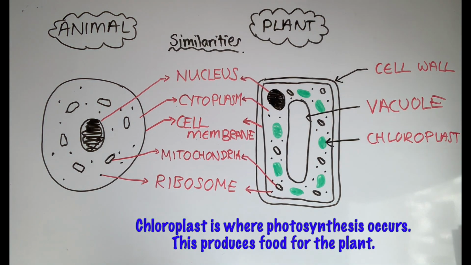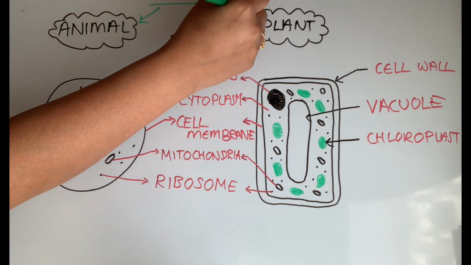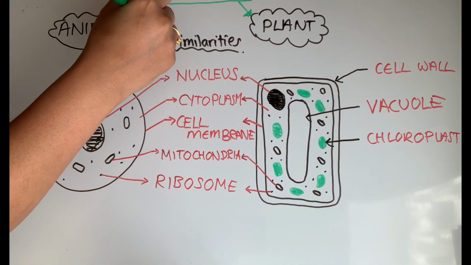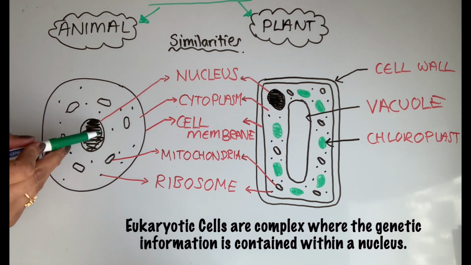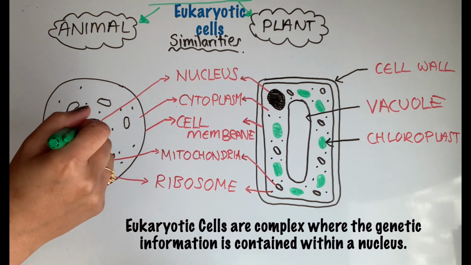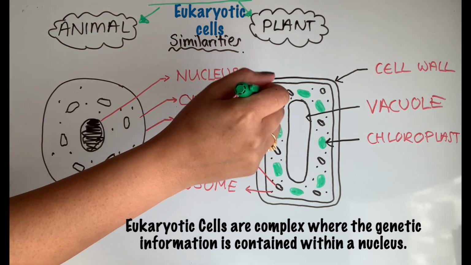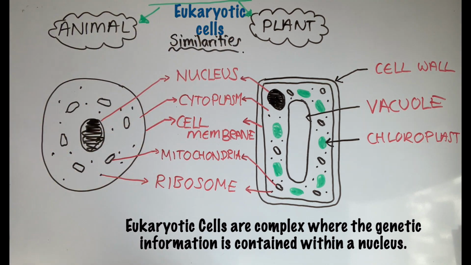Okay, and the chloroplast, again, is extremely important because this is where photosynthesis occurs, which provides the food for the plant. So that's it, the basics of an animal cell and a plant cell. Both of these are eukaryotic cells because the key feature to identify these as eukaryotic cells is that the genetic information is contained within the nucleus. So this part that controls all the genetic information, the nucleus, is what makes both of these eukaryotic cells.